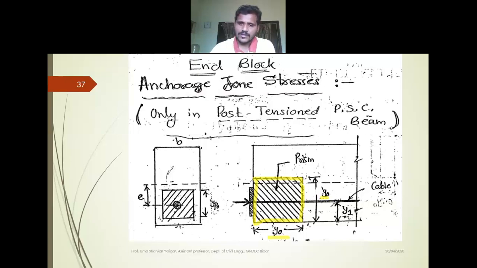Now, normally, whenever the tendon is there, this is your tendon, we take the distance from the center of the tendon to the bottom of the beam as Y1. Therefore, Y naught is equal to 2 times Y1. We use this whenever we are calculating Y naught. Y naught means you may call it the end block or the prism. Most of the time, we will call this the prism.